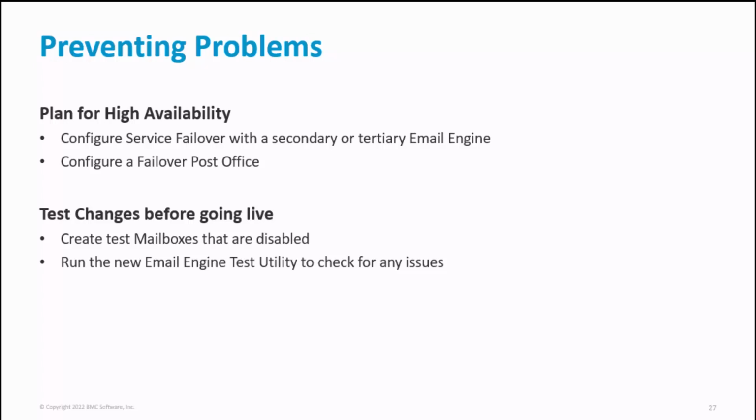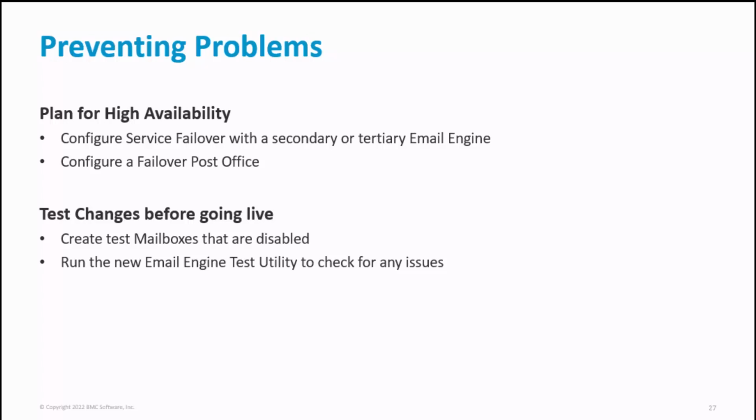Configure your service failover with a secondary or even a tertiary email engine. Configure a failover post office. Next, test changes before you go live. Create test mailboxes that are disabled, provide all the information you need to simulate the live mailbox, and then perform a test before you modify the live mailbox.